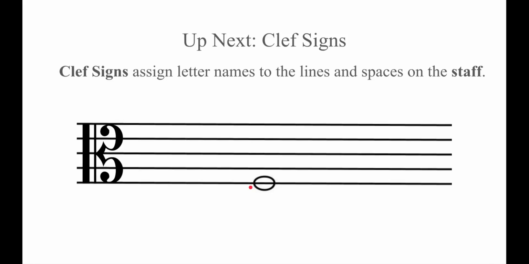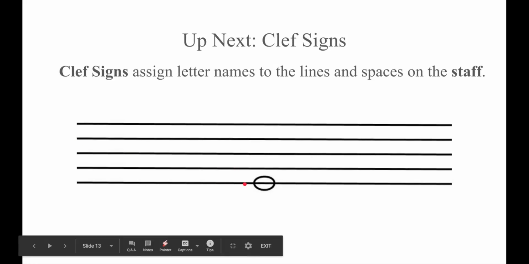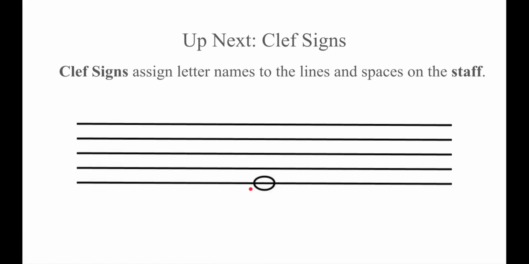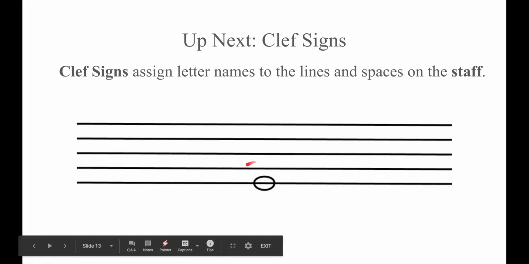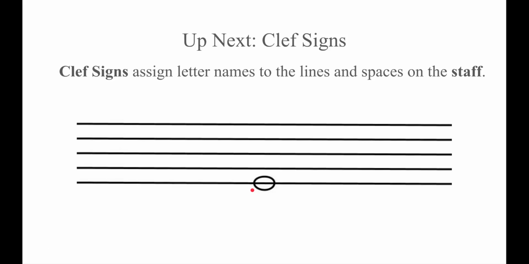So hopefully that helps to explain why when there's no clef at the beginning of the staff, you really can't identify the note name of this note, because the clef tells you what letter to play. So that's why when there is no clef sign on the staff, you would simply call this note line 1.